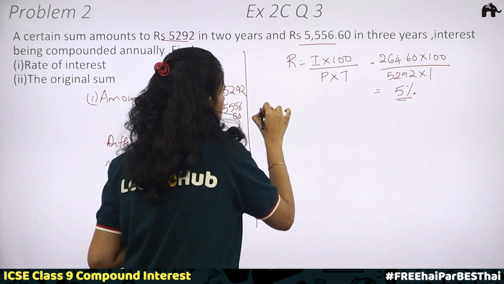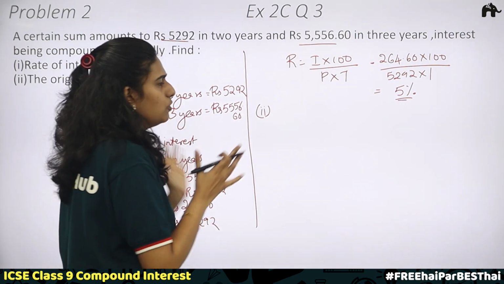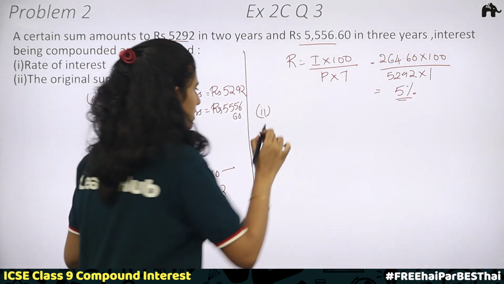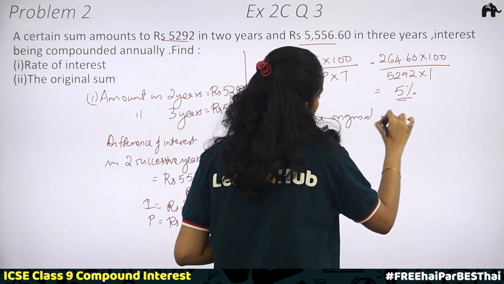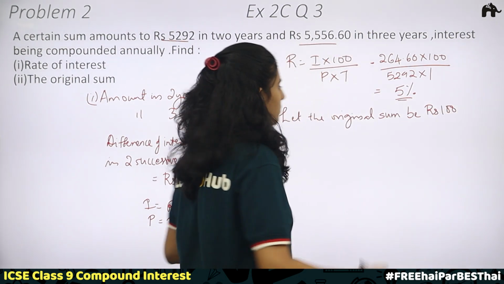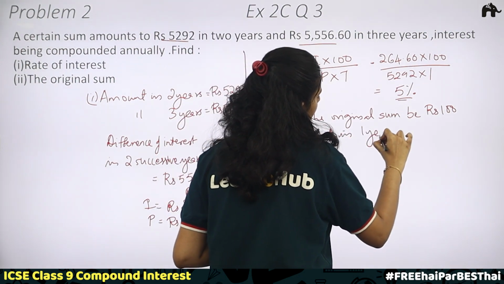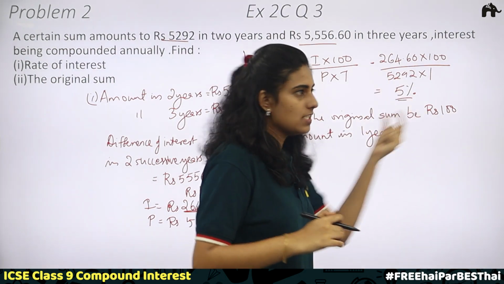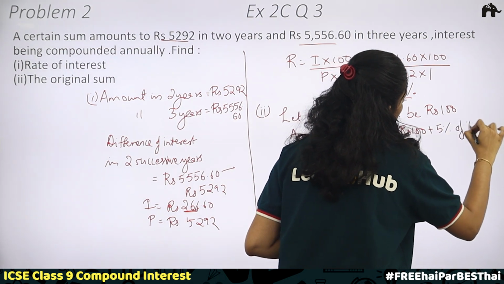Now, the second part of the question, we have to find the original sum. How to find the original sum? When the original sum is not given, we will be taking, let the original sum be rupees 100. Okay, then what is the amount in 1 year? Amount in 1 year will be equal to this principal amount plus 5% of this amount. Yes, rupees 100 plus 5% of rupees 100.